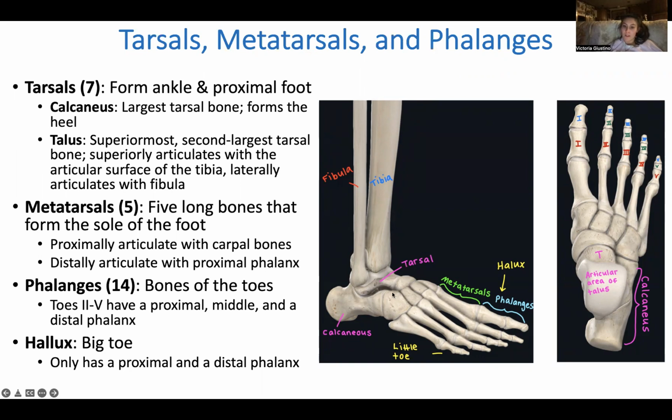And so then moving on from your tarsals to the metatarsals, just like how you have 5 metacarpals in the hand, you have 5 metatarsals, which are the bridges between your tarsal bones and your phalanges. And just as in the hand, digits 2 through 5 have 3 phalanges each, whereas the hallux, aka the big toe, only has 2 phalanges.